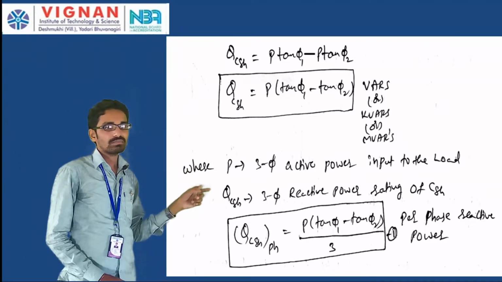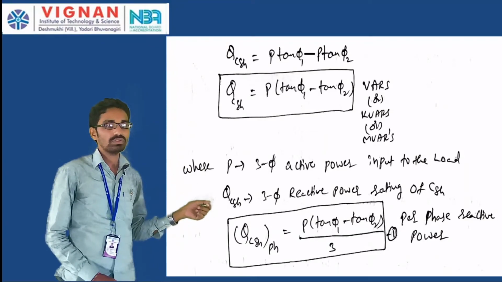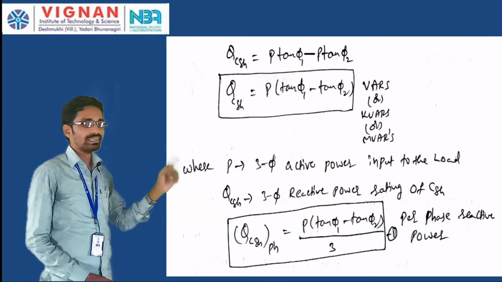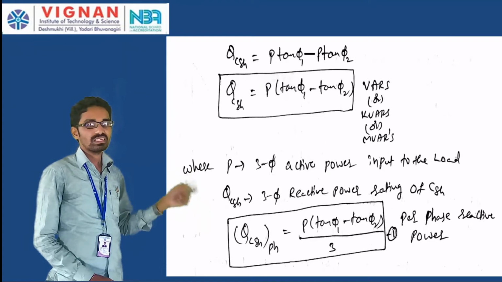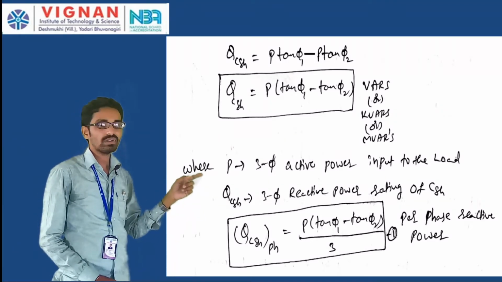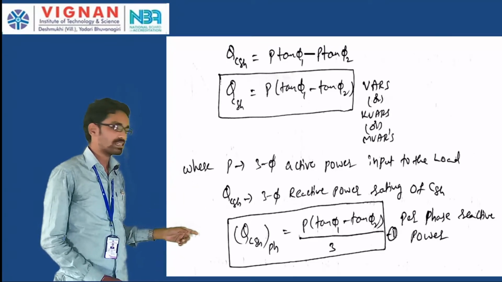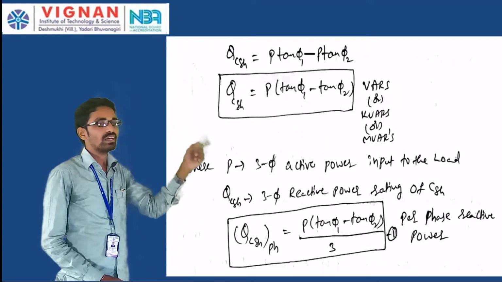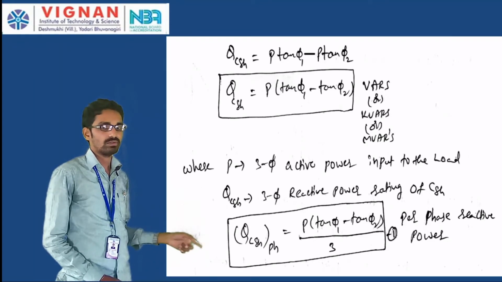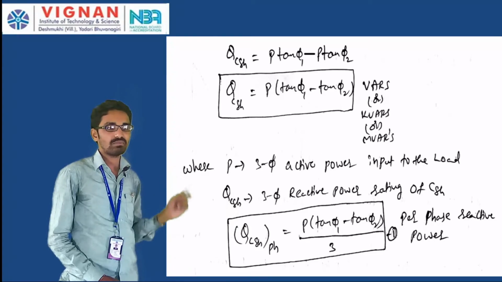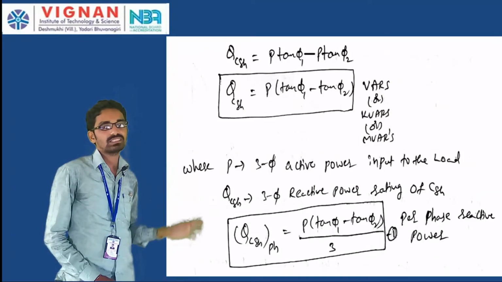Where P is nothing but the 3 phase active power input to the load. QCSH is nothing but the 3 phase reactive power rating of the shunt capacitor. Those values are 3 phase values. If I consider the per phase value, then you have to divide the equation by 3, that is P times tan phi 1 minus tan phi 2 by 3, and that value is the per phase reactive power.